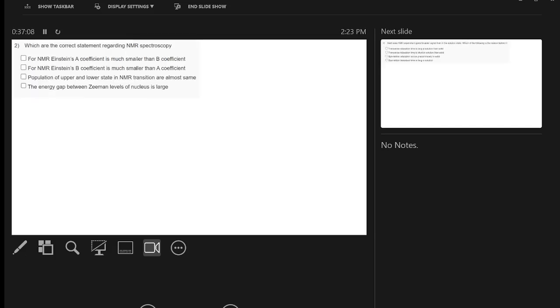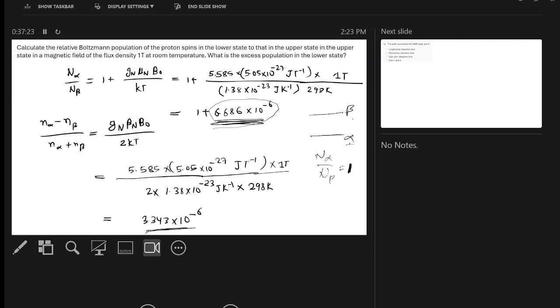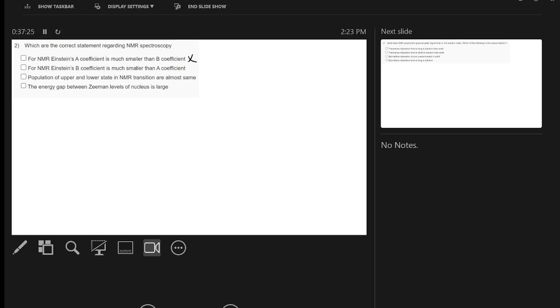Okay. Second one, which are the correct statements regarding NMR spectroscopy? So this is an MSQ question. The NMR Einstein A coefficient is much smaller than B. This is incorrect, we saw this is not the condition. This is correct. The second option is correct.